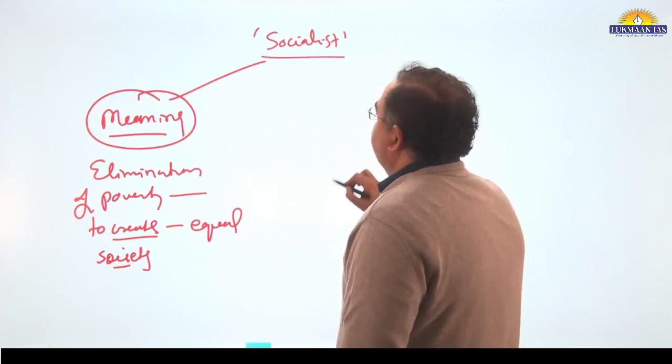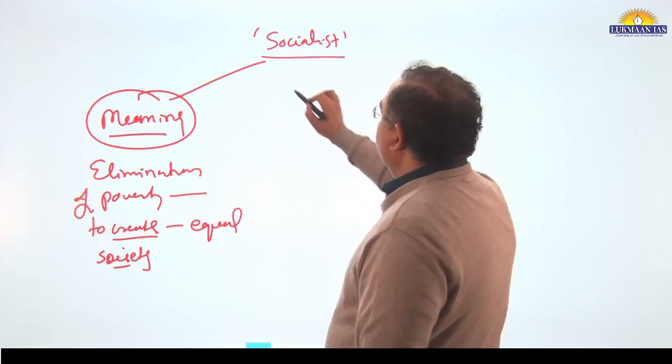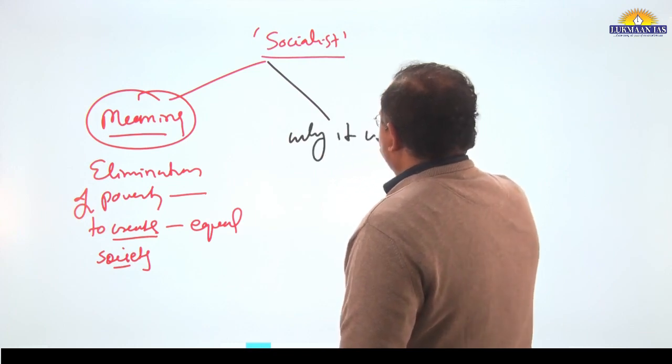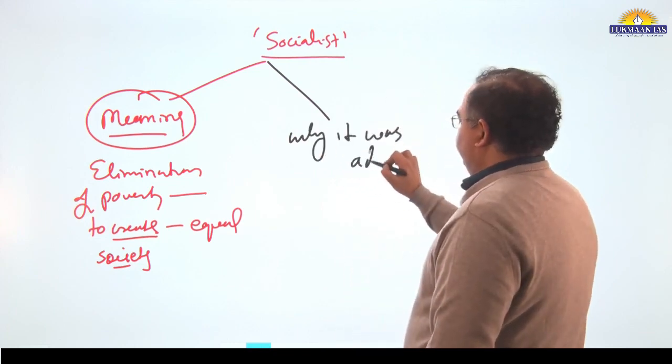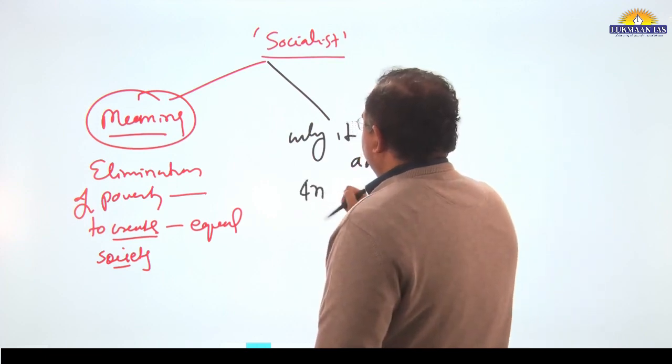Then the question is, why was it added by the 42nd Amendment Act?